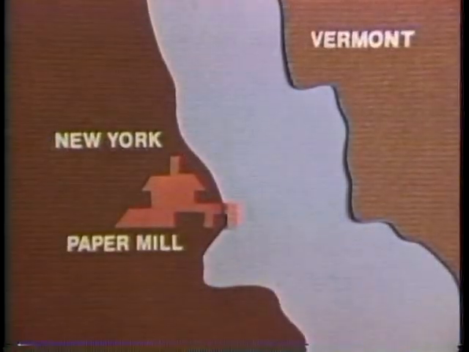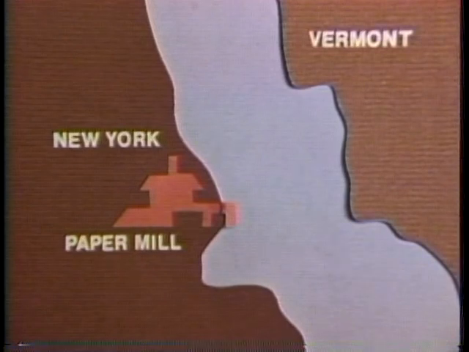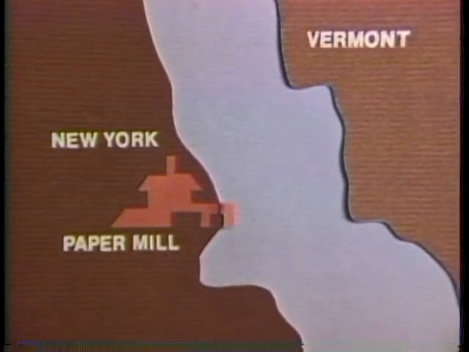Fear of phosphate damage to Lake Champlain in the northeastern United States involved Landsat imagery in a court battle between the states of New York and Vermont, which border Lake Champlain. When a new paper mill was built on the New York side of the lake, it started piping its waste chemicals deep into the lake.